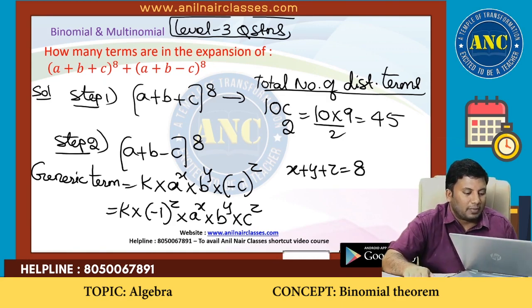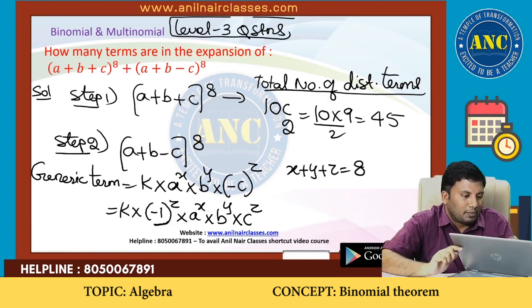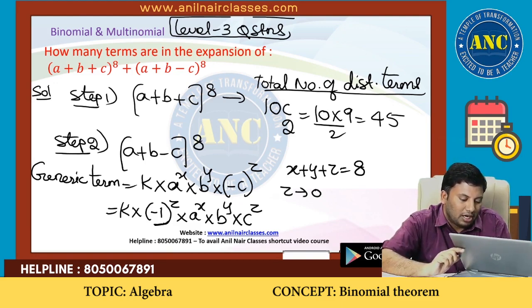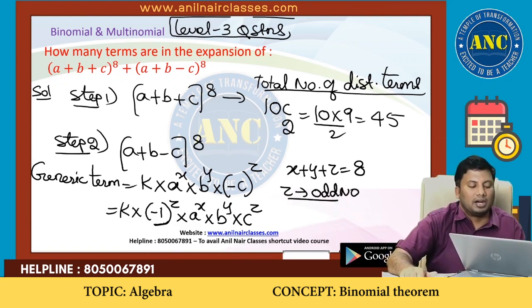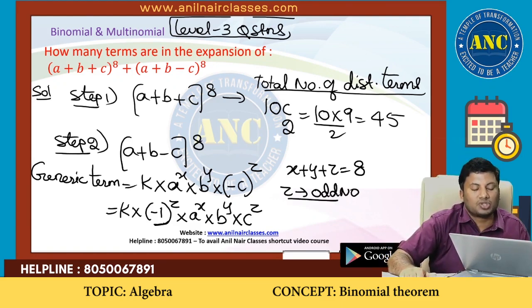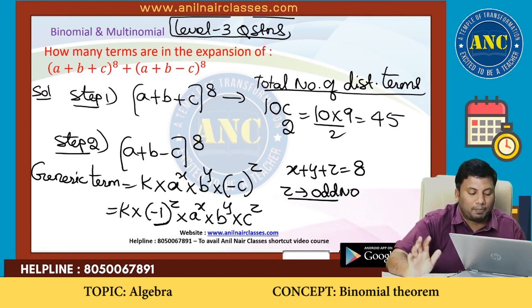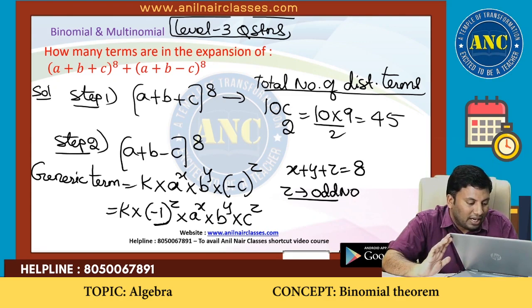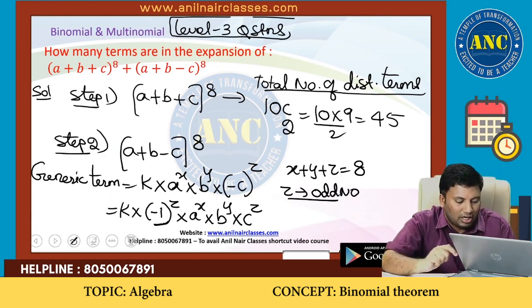But there is a minus sign. Minus C is there. So that means Z has to be an odd number. Am I right? If Z is an even number, minus 1 square is 1, and it would have become A plus B plus C power 8. Because it is minus C, Z should be an odd number. That is the only change.